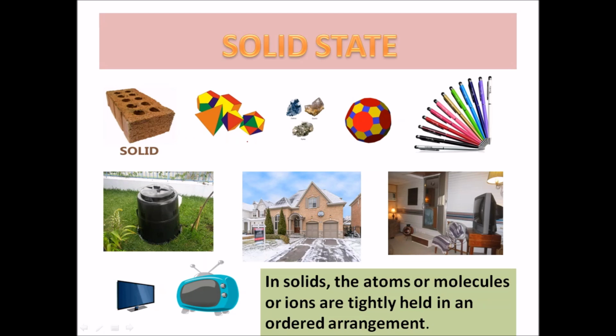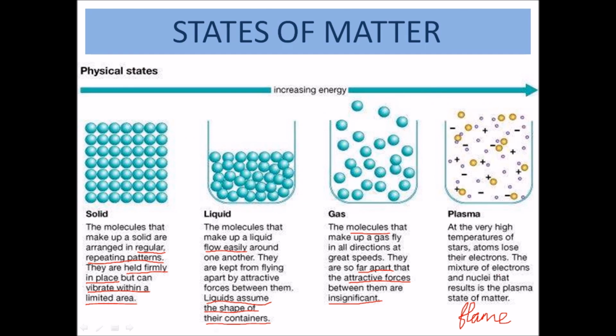In solids, the atoms or the molecules or the ions are tightly held in an orderly arrangement. So let us see in this lesson some more characteristics about solids. Matter may exist in three different physical states, namely solid, liquid, and gases. And you also find another state, the fourth state of matter, which is called the plasma state. If you look around you, you may find mostly solids rather than liquids and gases. Solids differ from liquids and gases by possessing definite volume and definite shape.